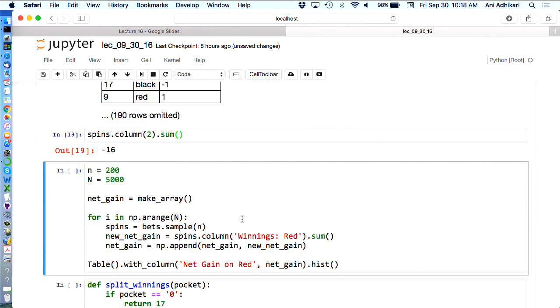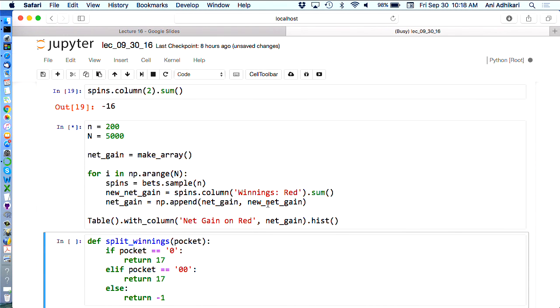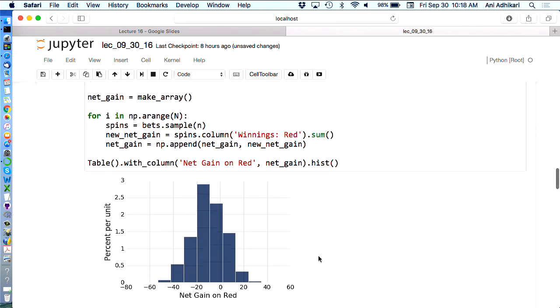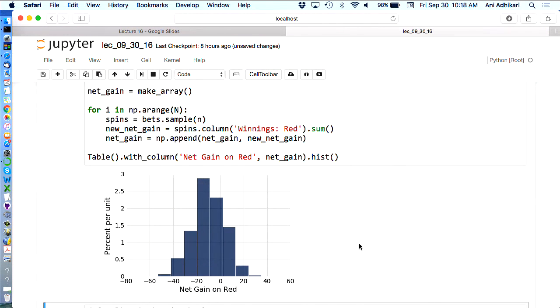Okay. So we did that, and after a little wait, we had a histogram. How many numbers are represented in that histogram? A, 200, B, 5,000. Which? 5,000. There is one net gain for every one of those repetitions, and we talked about the zero not being where you want it to be. Yep, the zero is where you break even. You have less than even chance of making money if you do this.